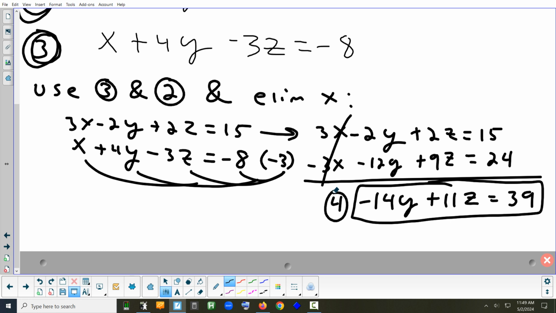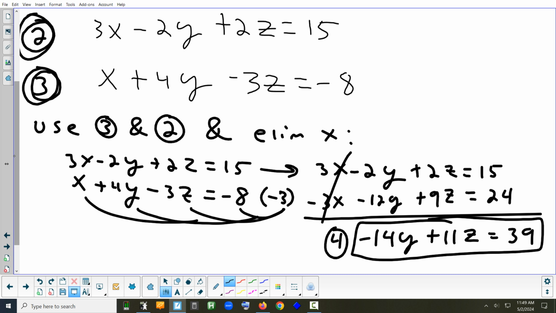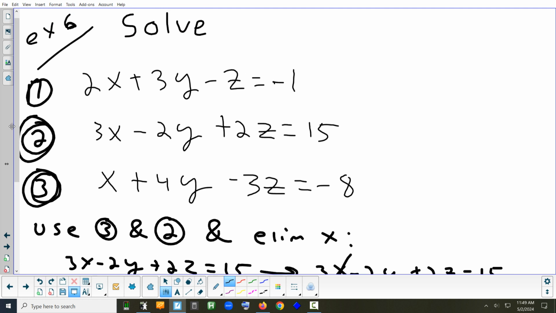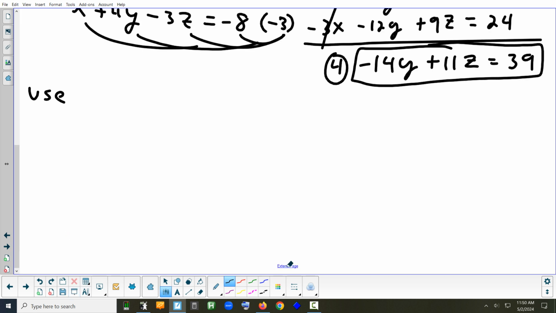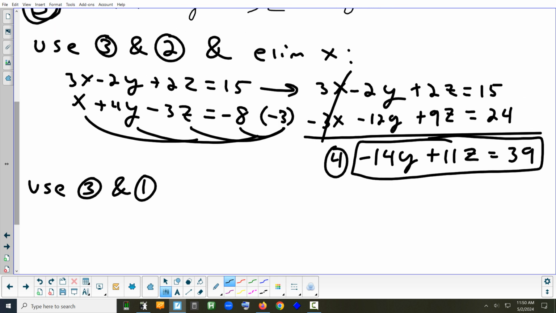So we eliminated x. We need to do that again. We have to pick two equations and eliminate x one more time. You can't pick the same two equations, you just get the same answer again. So what equations could we use now to eliminate x? Yeah, we could use 3 and 1. So let's use equations 3 and 1 and eliminate x.